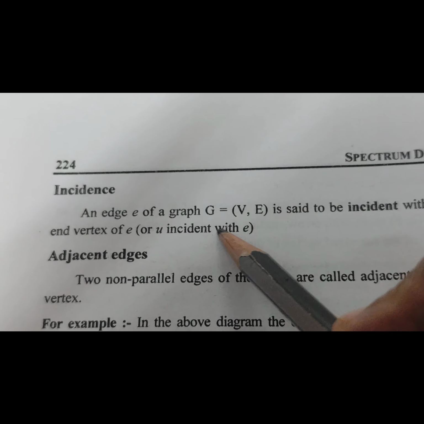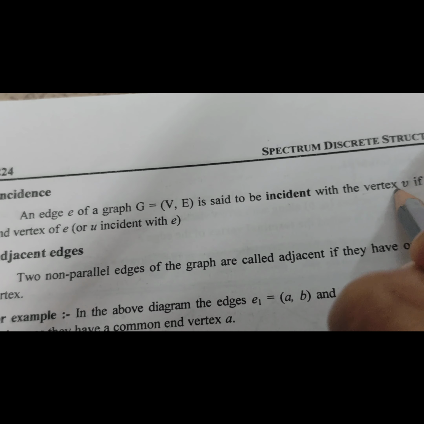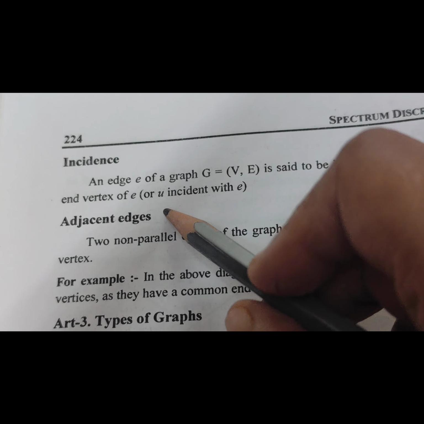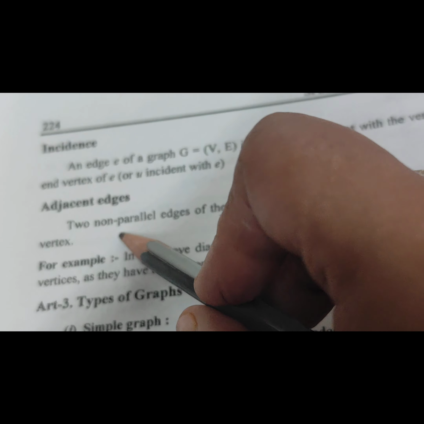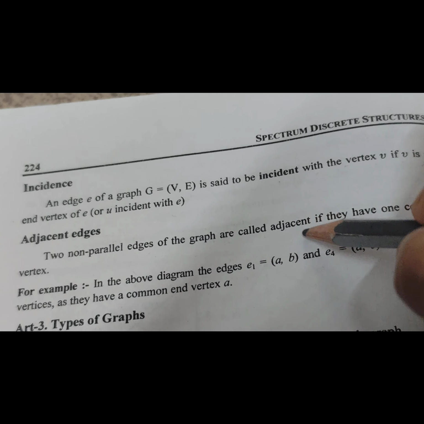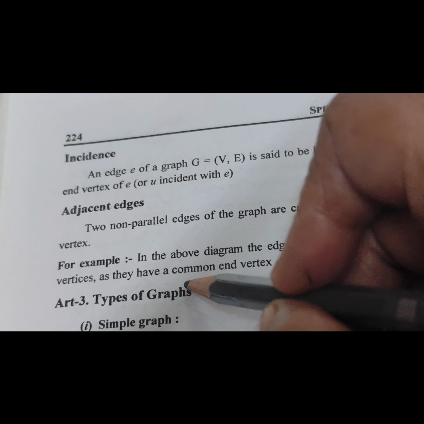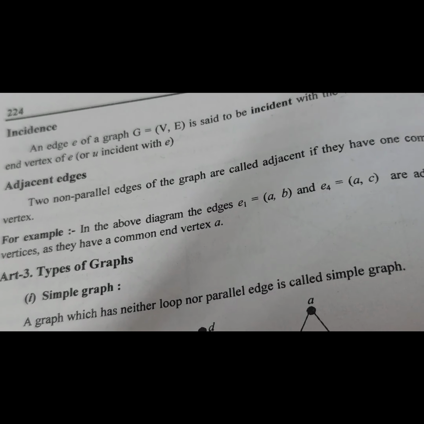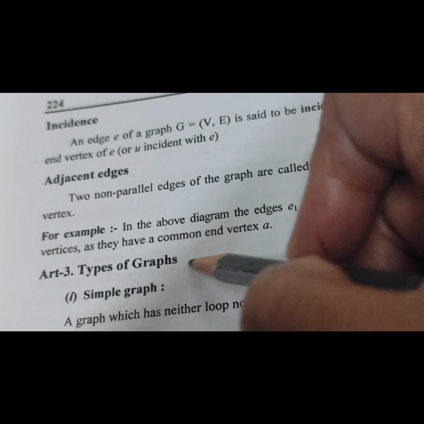Incidence: an edge E of graph G(V, E) is said to be incident with the vertex V if V is an end vertex of E. Adjacent edges: two non-parallel edges of a graph are called adjacent if they have one common vertex. In the above diagram, E1 and E4, that is AB and AC, are adjacent edges as they have a common end vertex A.